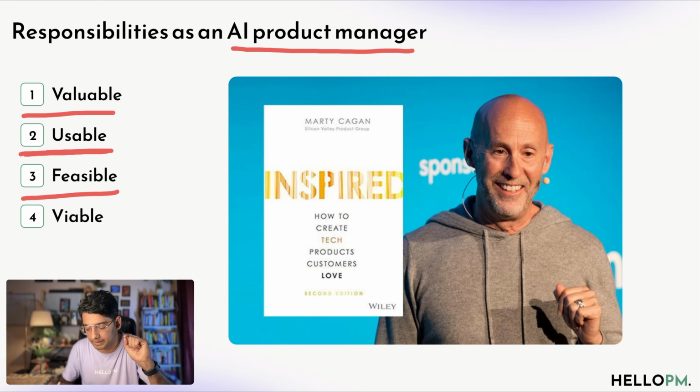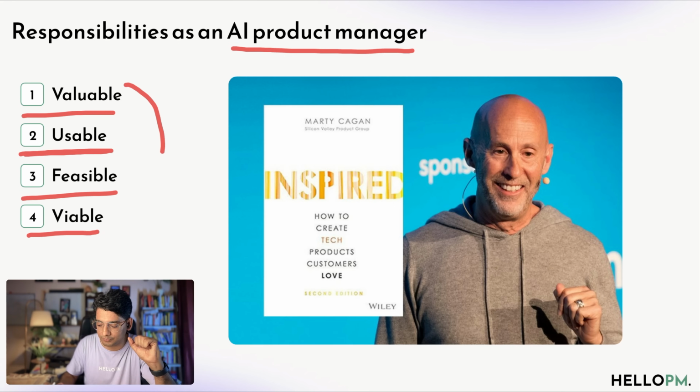The third part is feasible. Feasible means whether it is technically possible for your team to create this product or not, right? And the fourth part is viable. Viable means whether it makes sense for your business to grab this opportunity or to build this product or not. Okay, is it profitable? Is it scalable? Is it something that fits with the strategy of your team or not?